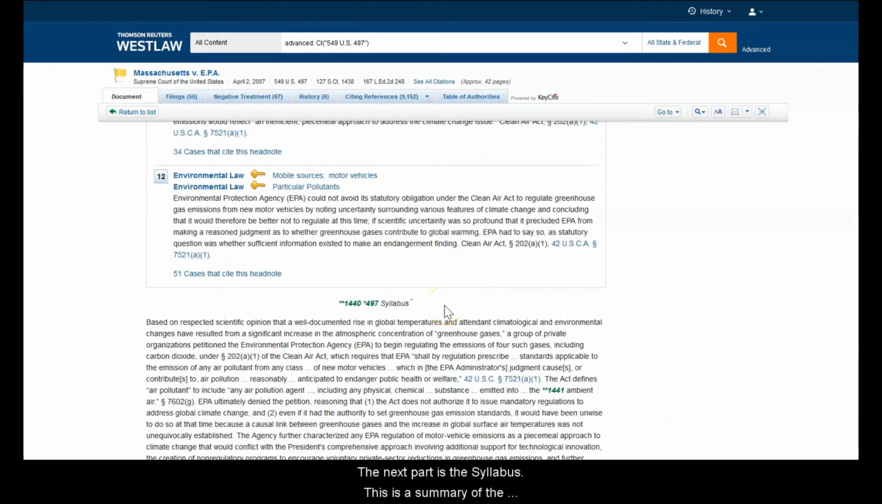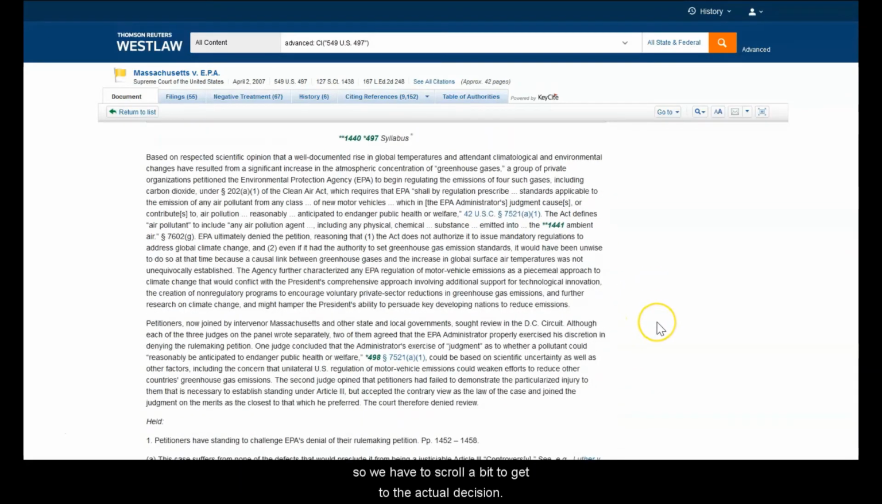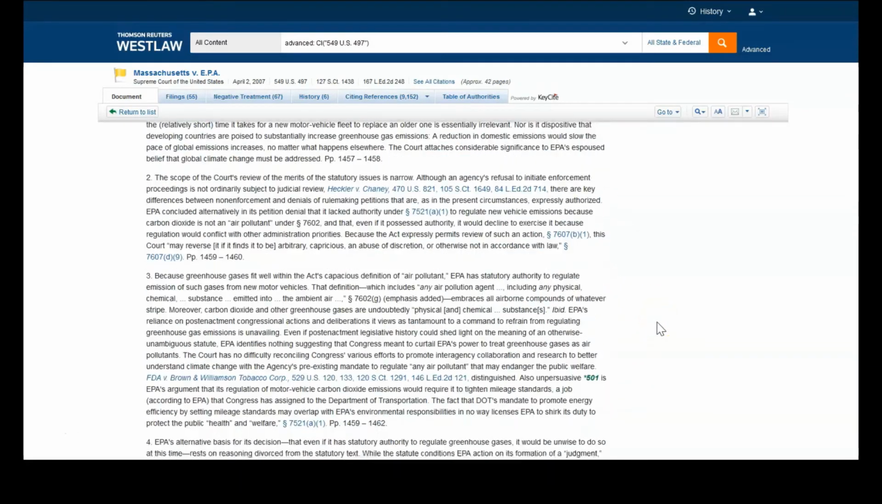The next part is the syllabus. This is a summary of the decision that's written by the reporter of decisions, but not by the court itself. These green numbers represent page numbers of the printed volumes. The one with the double asterisks is from the Supreme Court Reporter, and the one with the single asterisk is from United States Reports. The syllabus is pretty long here, so we have to scroll a bit to get to the actual decision.